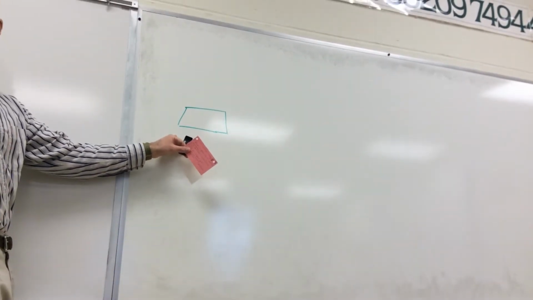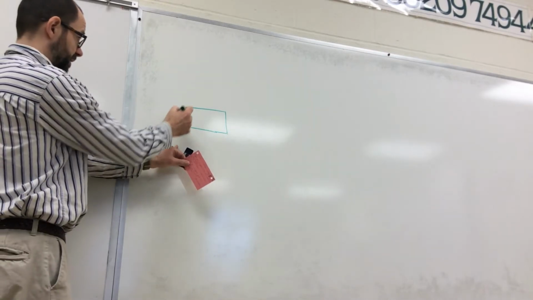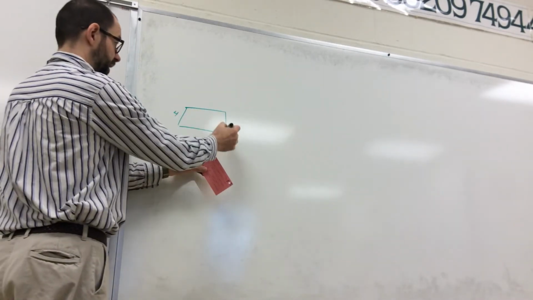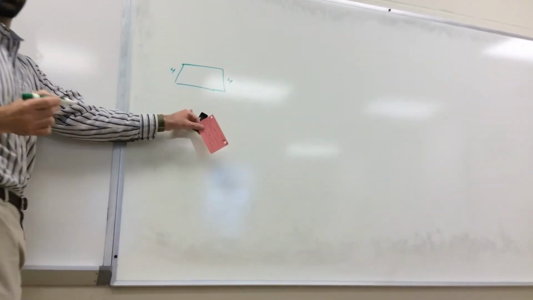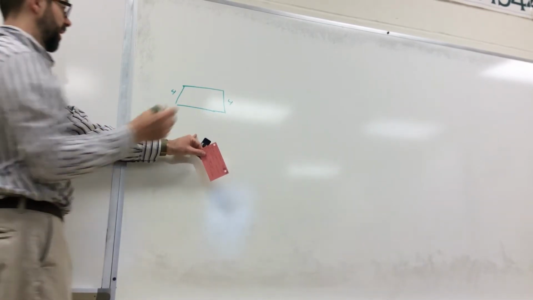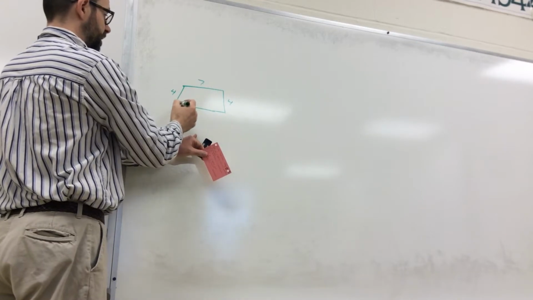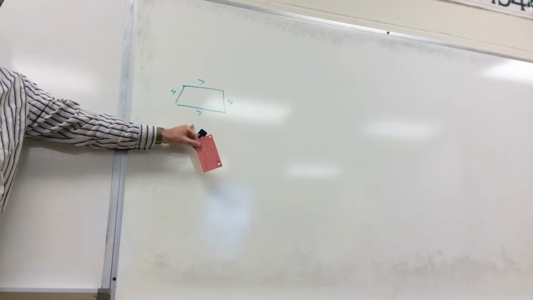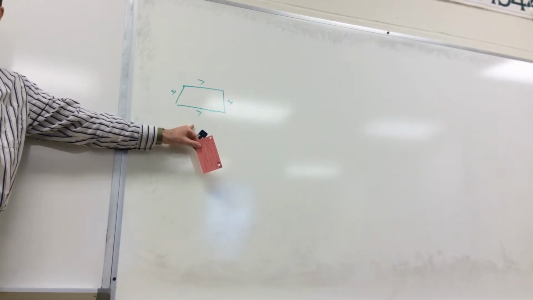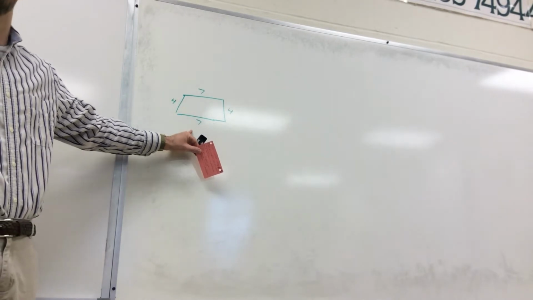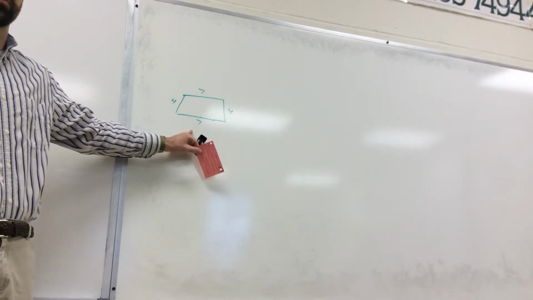So let's say you have a ruler and you measure this and it turns out to be 4 inches. And then you measure this and it turns out to be 4 inches. So that's one pair of opposite sides congruent. And then you measure this and it comes out to 7 inches. And you measure that and it comes out to 7 inches. So now that's 2 pair of opposite sides congruent. So it turns out that if that happened, this would be a parallelogram. I know it doesn't look like it, but we're going by the facts, not by the appearance.